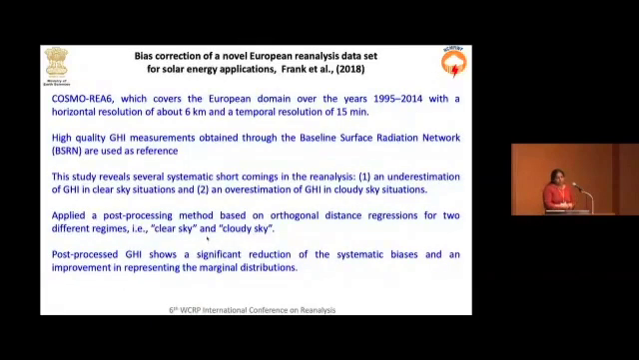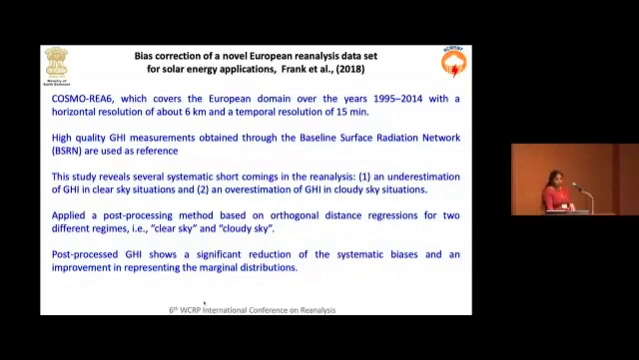Then, this is again over Europe, the bias correction of a novel European reanalysis data set for solar energy applications, by Frank et al. They again used the COSMO reanalysis, which covers the European domain. In this particular study, they used the Baseline Surface Radiation Network GHI measurements as the reference.